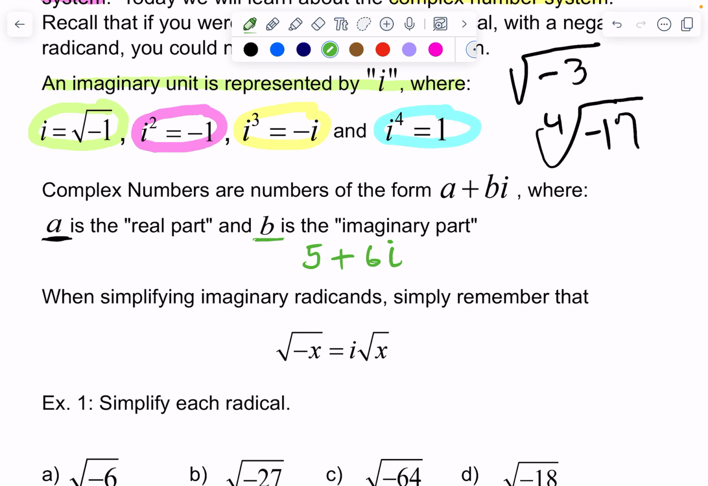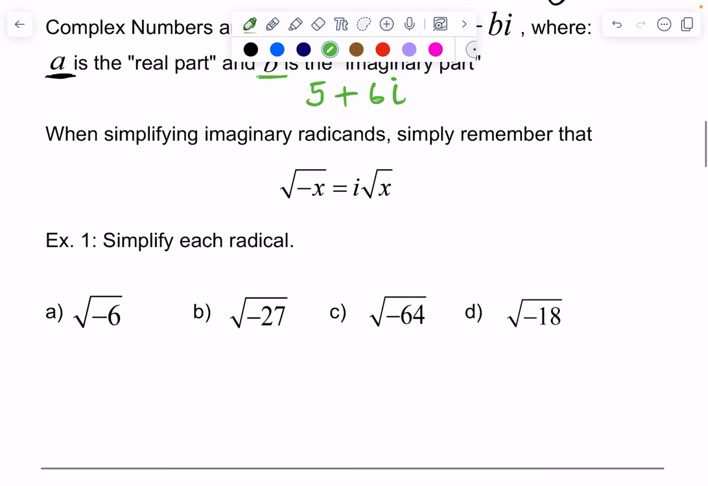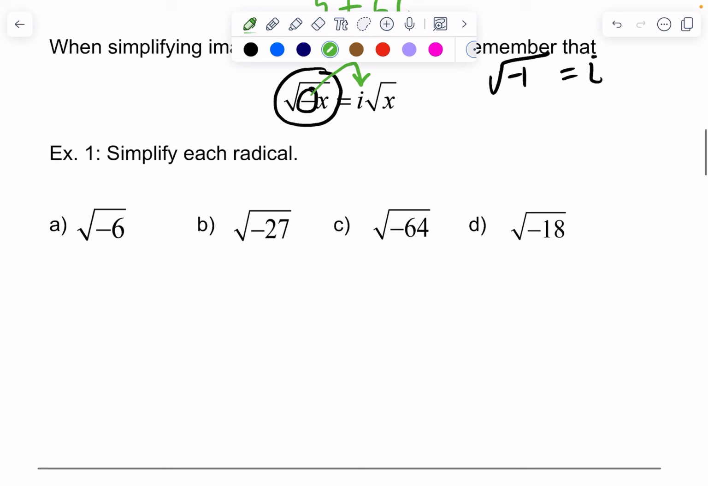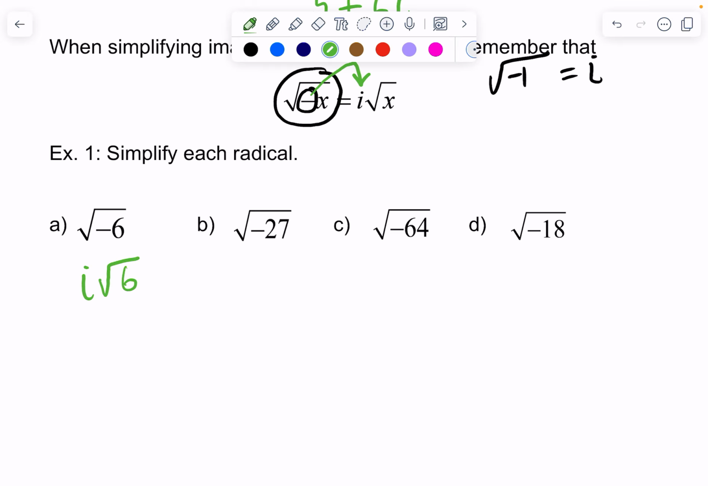When simplifying imaginary radicands, simply remember that the square root of -x, there is a negative here, remember that the square root of -1 equals i. So anytime you see a square root with a negative, you're going to go ahead and replace that negative by pulling it out as an i. So it would be i times the square root of x. So the square root of -6 is simply going to be i times the square root of 6 because I can't break down the square root of 6 any further.